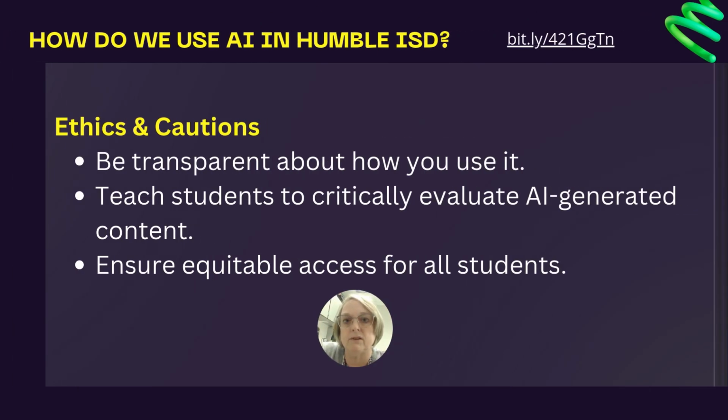So as educators in Humble ISD, how should we use AI? Well, there's some ethical considerations to remember. Number one, be transparent with other people about how you are using AI. Teach students that it is absolutely necessary to critically evaluate AI created content and ensure equitable access to AI tools for all students.